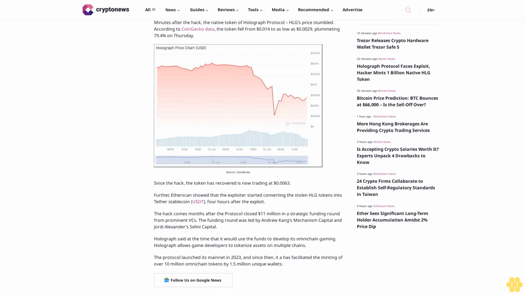The protocol launched its mainnet in 2023, and since then, it has facilitated the minting of over 10 million omnichain tokens by 1.5 million unique wallets.